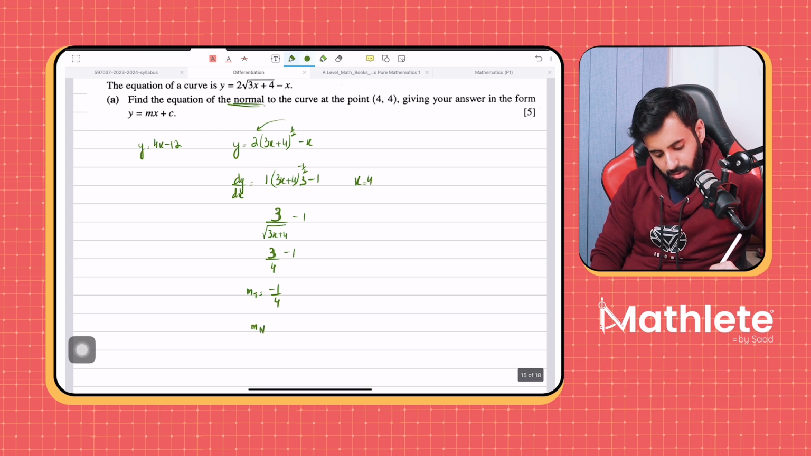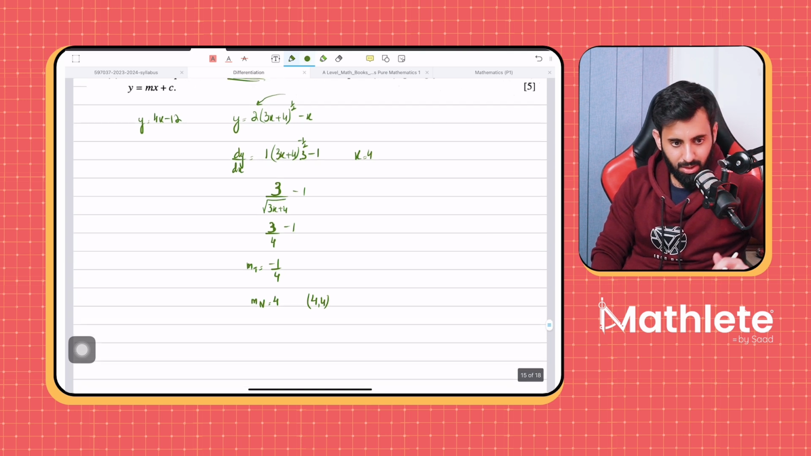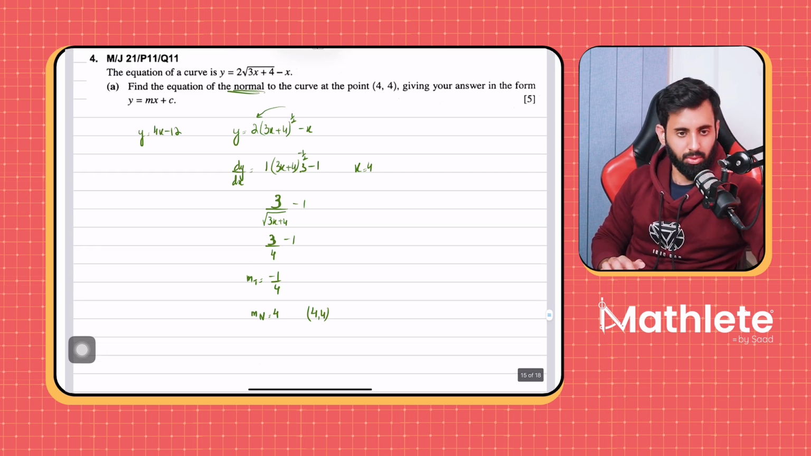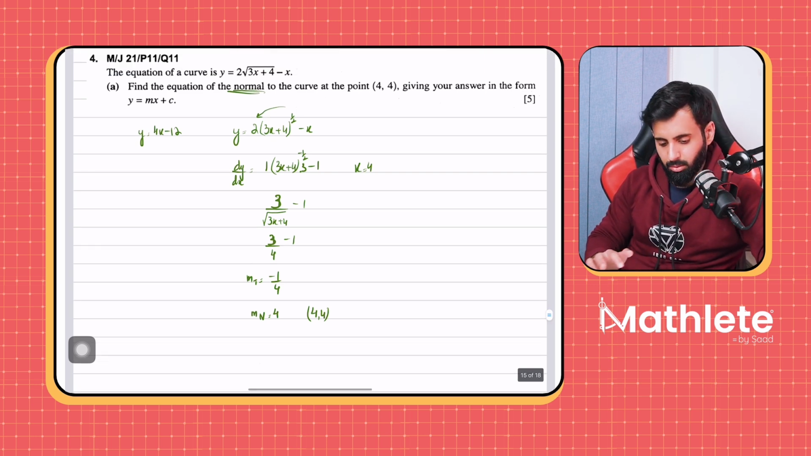Now the gradient of normal is going to be the negative reciprocal of minus 1 upon 4, which is 4. And you already have the point, that's 4 comma 4 as well. So put this all together. Y minus... I've solved the entire thing. Now all you got to do is form an equation using the information below.